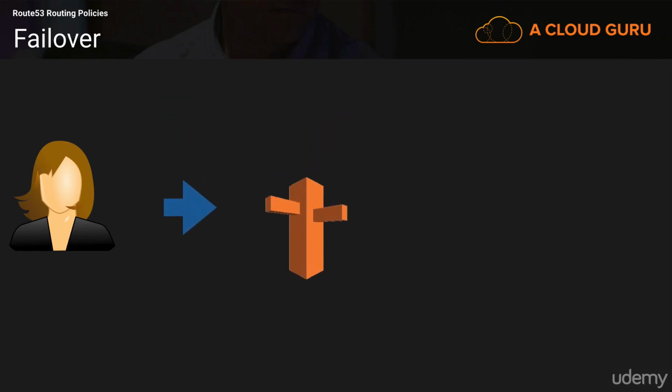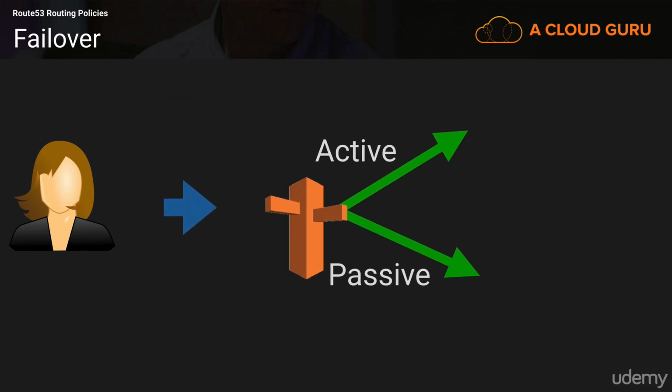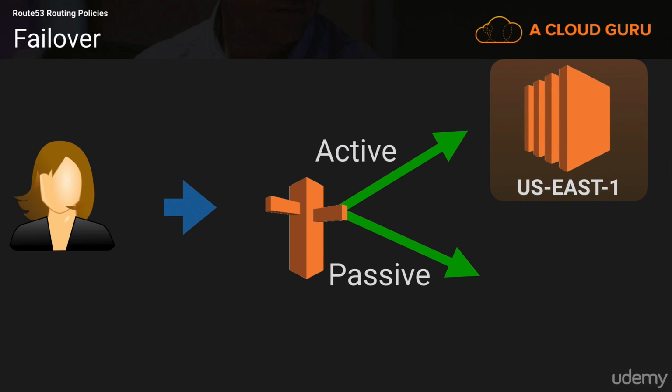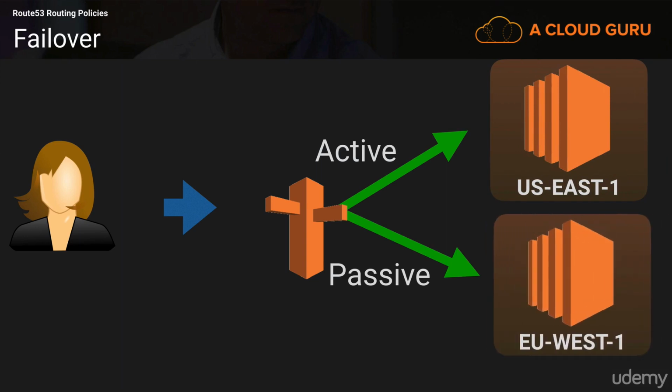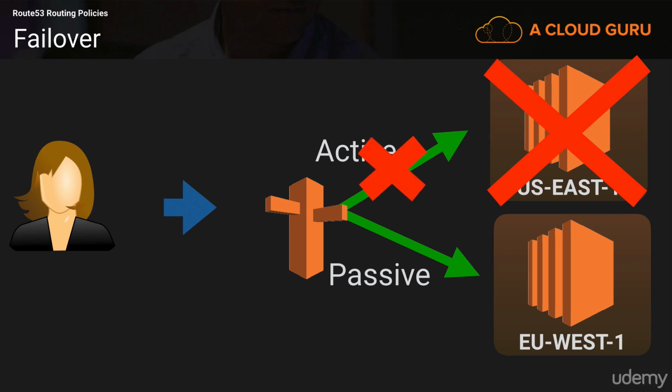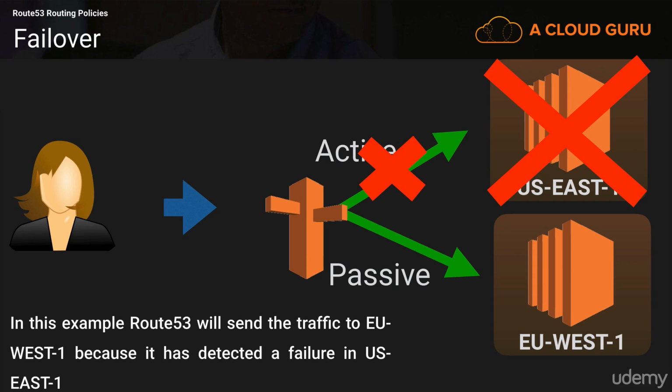So here we go. We've got our user, they're querying Route 53. We've got our active and our passive sites. Our active site is in US East 1, and our passive site is in US West 1. Suddenly, for some reason, we've lost the US East 1 region. Maybe there was some kind of nuclear war, and your users will then automatically be directed across to US West 1, assuming that it is still there in the event of a nuclear war. So in this example, Route 53 will always send the traffic to US West 1 because it's detected a failure in US East 1, and I hope to God that never happens.